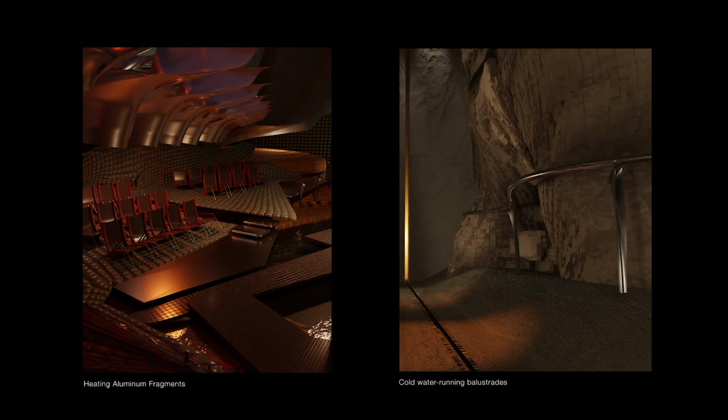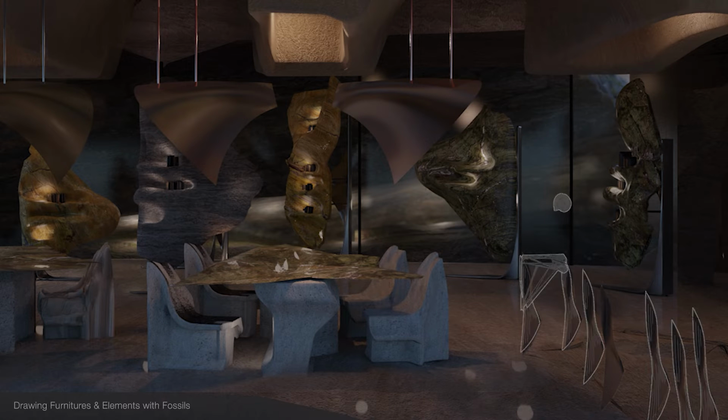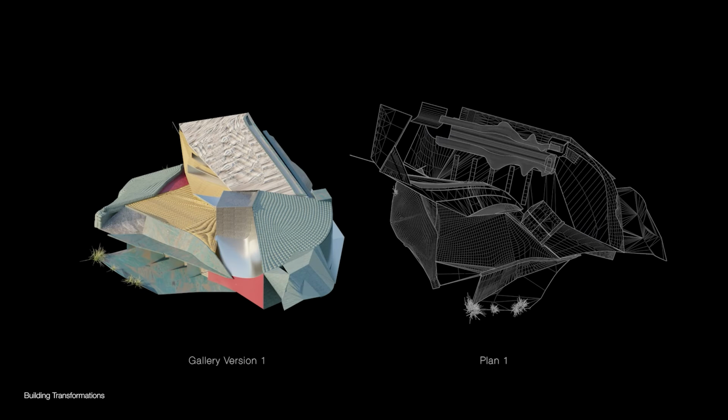The qualities of architecture are reminded to occupants with elements that heat up or freeze, such as the cold water running balustrades. The small elements and furniture are also drawn by using the system. The architecture emerges in multiple scales as surfaces of fossils translated to human spaces.